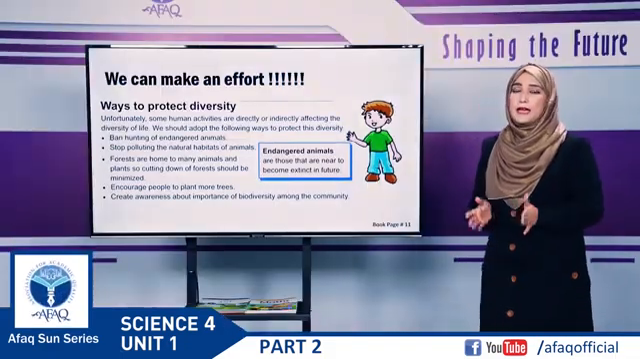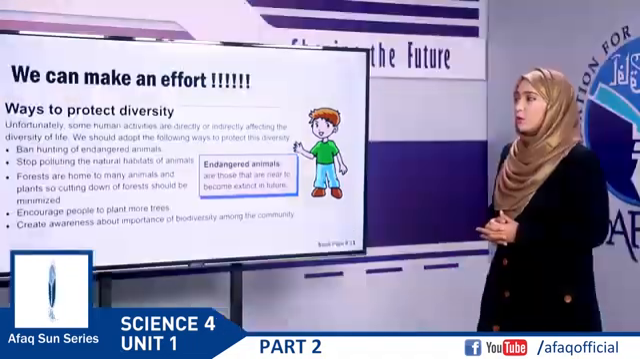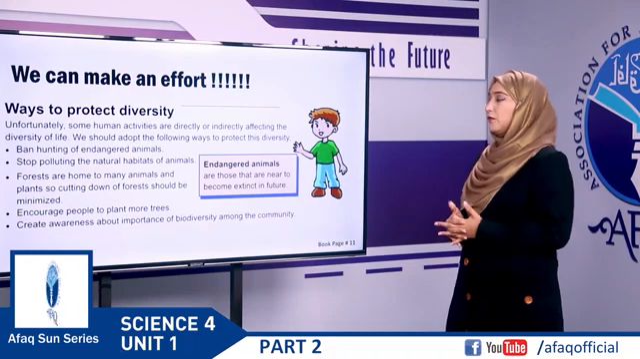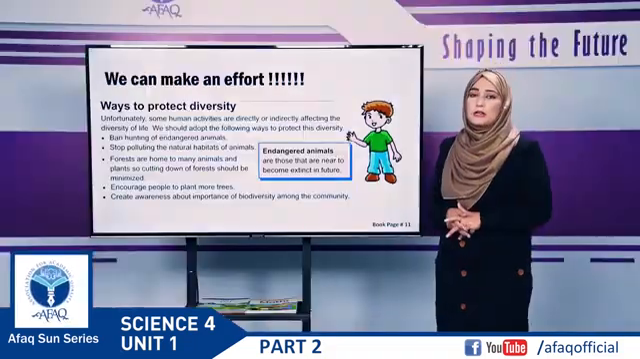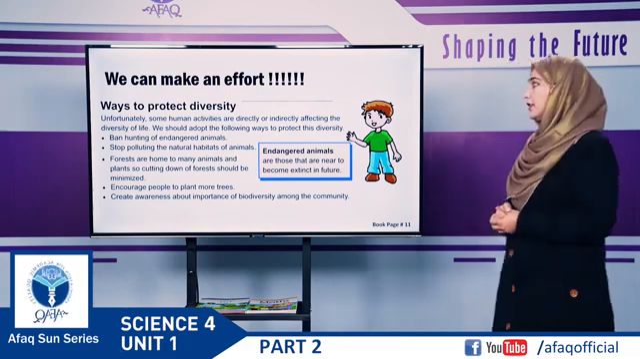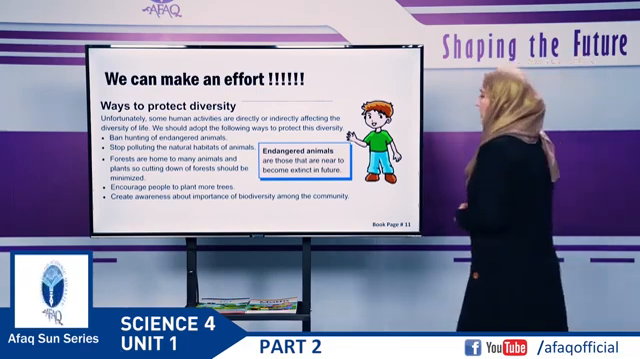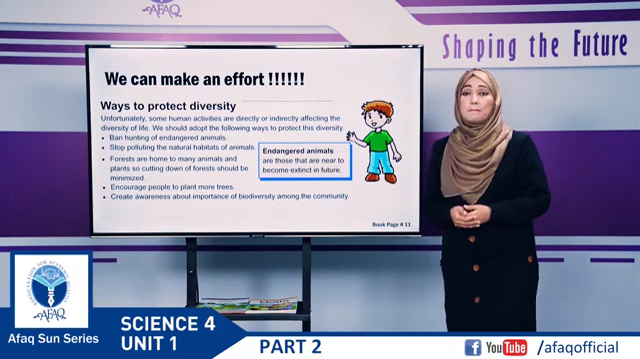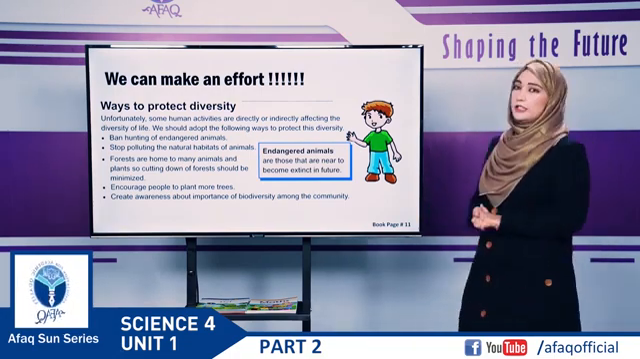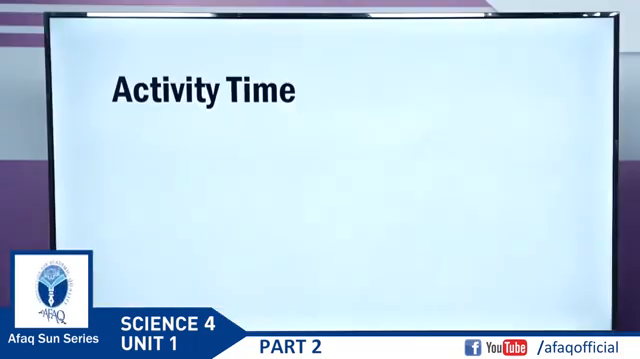So, we must ban the hunting of those animals. What else can we do? We must stop polluting the environment of these animals. We need to grow forests, we must stop deforestation, we must encourage people to plant more trees, and we must create awareness about the importance of biodiversity among our communities.